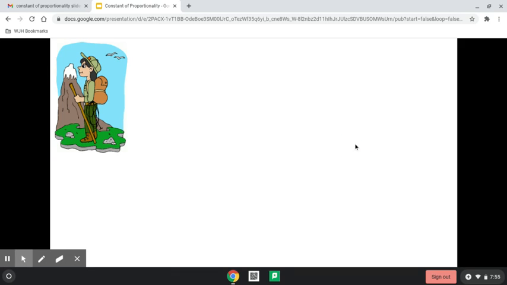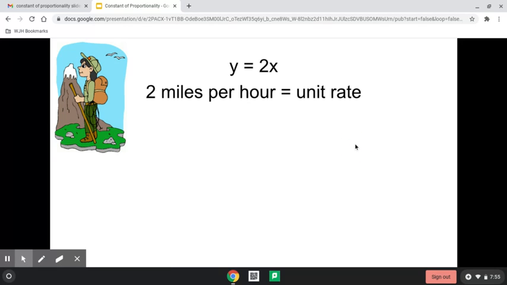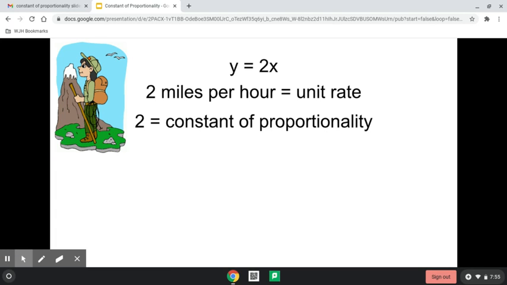Now, what is the vocabulary word for 2 miles per hour? If you said unit rate, then you are correct. However, when we use the unit rate in the equation, we take away the units, or miles and hours, just have the number, and we call it the constant of proportionality instead, even though it really is the same number.